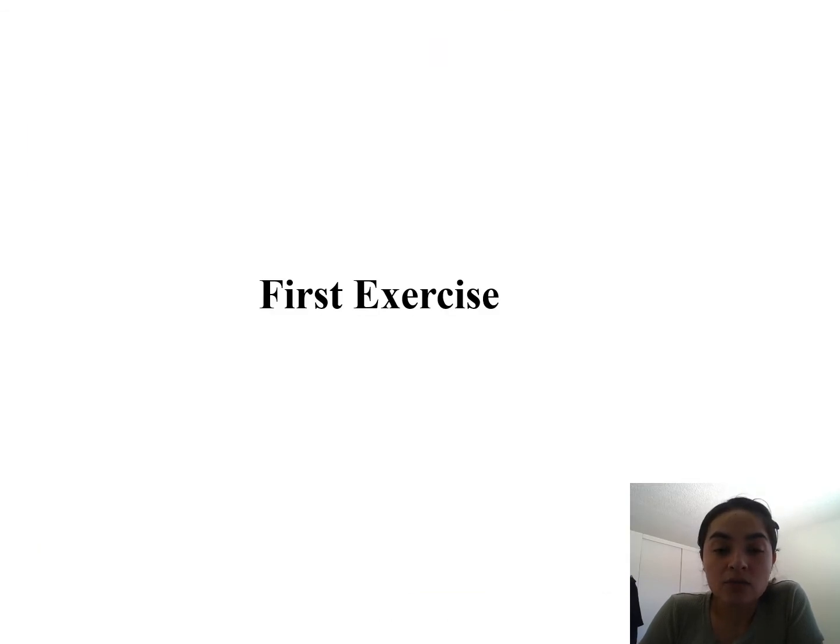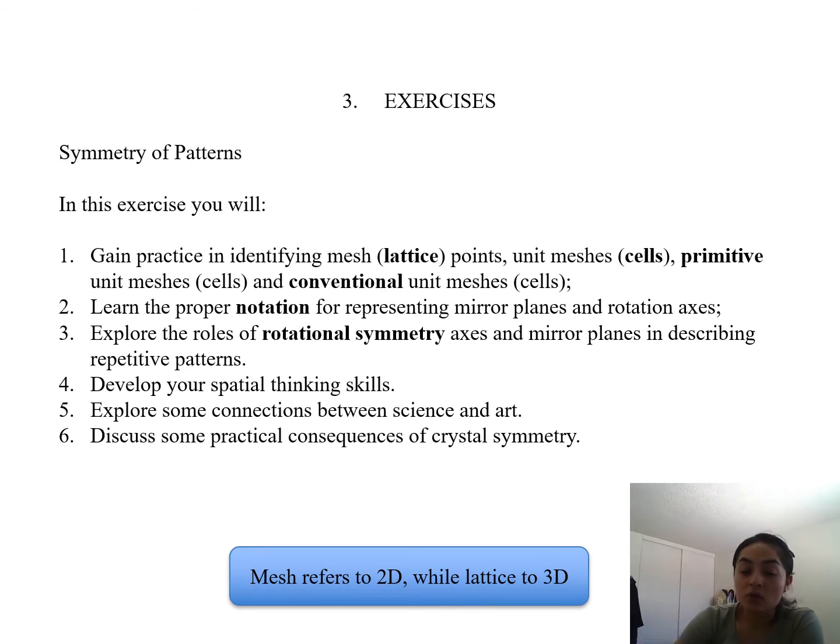So for the first exercise, here are some of the directions, and this is very similar to what I'm going to pin for the discussion board. We're going to look at identifying mesh or lattice points, unit meshes or unit cells, primitive unit cells, and conventional unit meshes. As you can see, even if you can identify a primitive cell in a certain pattern or lattice, it might not be the unit cell of that lattice. We'll look at it in more detail when we do the exercises.